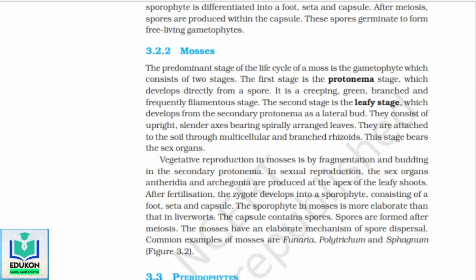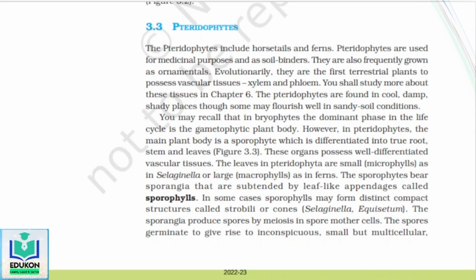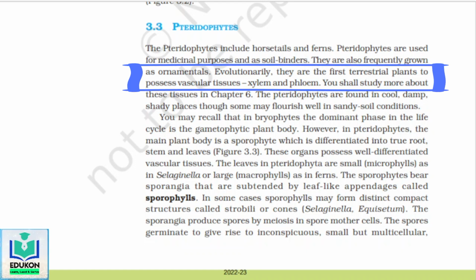This is also important. In this section, we'll start learning about pteridophytes. The pteridophytes include horsetails and ferns. Pteridophytes are used for medicinal purposes and as soil binders. Their main use is medicinal and as soil binders. They are also frequently grown as ornamentals.